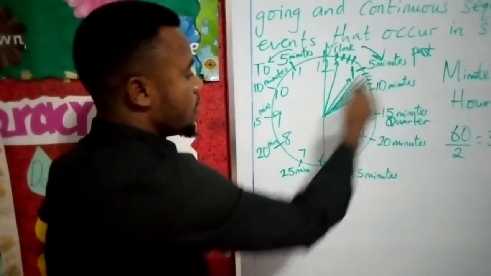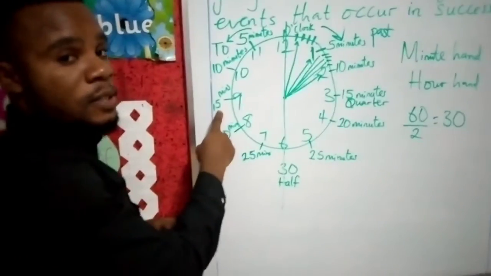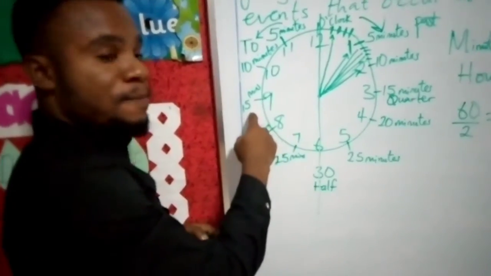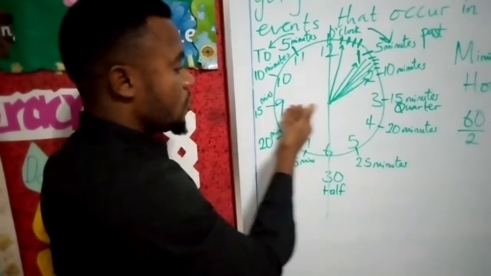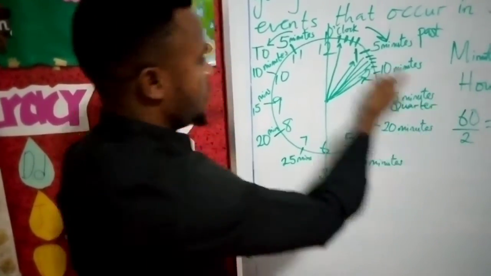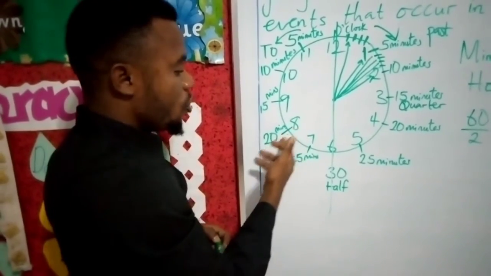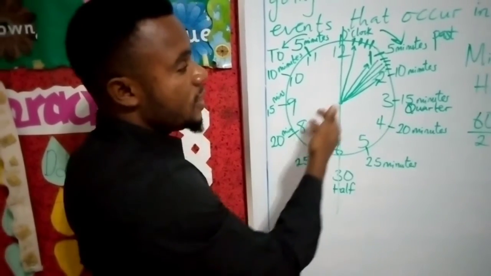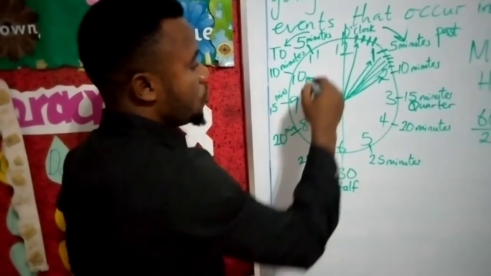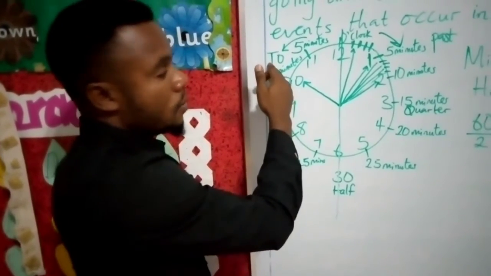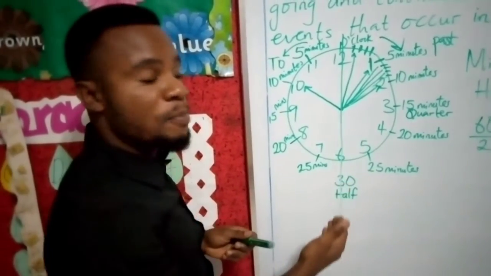So they are opposite. Now your 9 is your 15 minutes, or you call it quarter. 9 is 15 minutes or quarter, which is opposite 3. So whatever you have in past is also in to. 20 minutes here is 8. So when telling the time, your minute hand points this side, so you take note of the to. 10 minutes to, depending where your hour hand is pointing at.